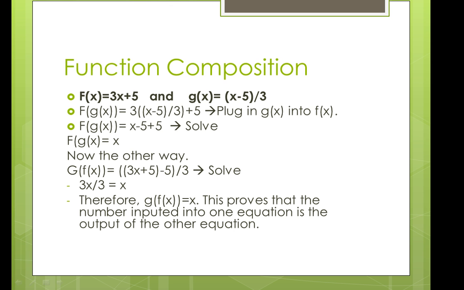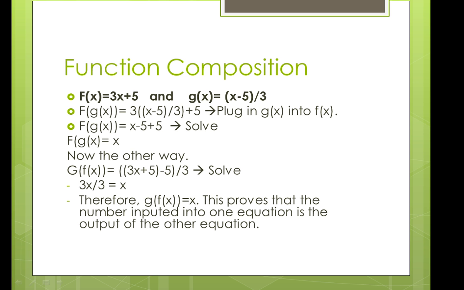So now moving on to the equation, we have f of x equals 3x plus 5, and g of x equals (x minus 5) divided by 3. If you do f of g of x, you would plug in (x minus 5) divided by 3 for g of x. It would be 3 times (x minus 5) divided by 3, plus 5. Then you would solve: it would be x minus 5 plus 5, because you would divide by 3, and that would cancel out the 3's. Then you would get f of g of x equals x.